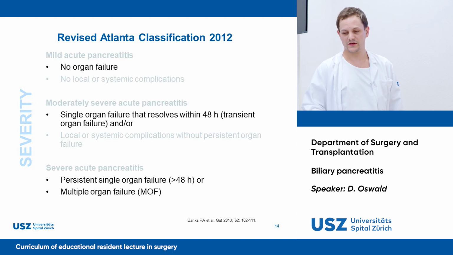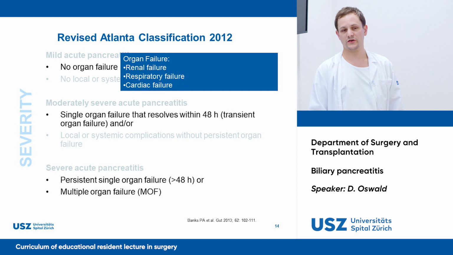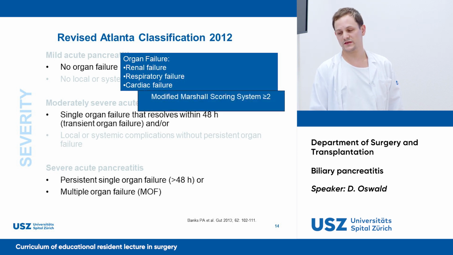Let's take a look at the organ failure. You can divide it into these 3 severity grades. And the organ failure can be either renal failure, respiratory failure, or cardiac failure. And it's defined as a score of 2 or higher in the modified Marshall score.